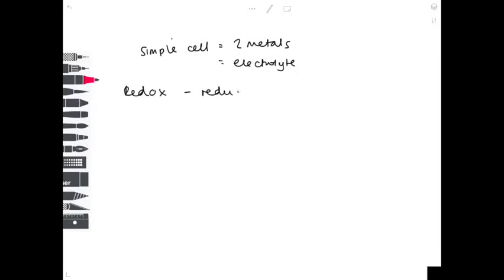So remember, a cell is an object which can produce electrical energy. You do need to know that a simple cell is actually made out of two metals and an electrolyte. A redox reaction takes place, which is where reduction and oxidation occur at the same time. And while this is taking place, an electric current is formed.